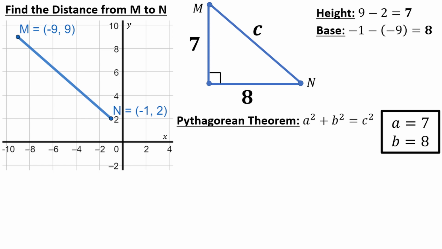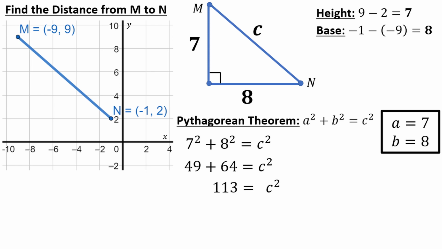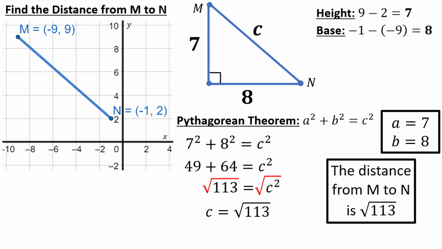Plugging into the formula, we have 7 squared plus 8 squared is equal to C squared. This simplifies to 49 plus 64 is equal to C squared. 49 plus 64 is equal to 113, so we have 113 is equal to C squared. Taking only the positive square root of both sides, since the negative square root wouldn't really make any sense for distance, we have C is equal to the square root of 113, which is the distance from point M to point N.